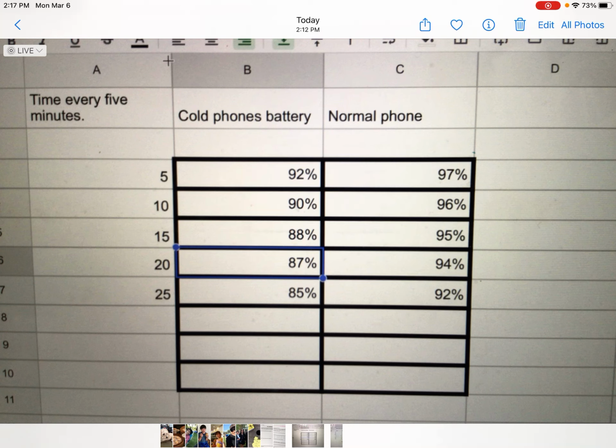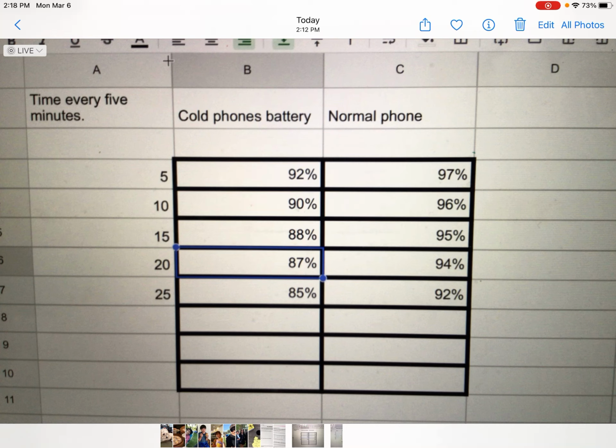And then they just took a measurement every 5 minutes. They saw how fast the battery went down. So after 5 minutes, the cold battery was 92%. The normal one was at 97%. Then after 10 minutes, the cold battery was 90%, and the normal one was 96%. So again, they had to do this separately. This was the same phone. One had a cold battery in it, and then they timed it as it was playing a movie or something. And then they waited till the battery was charged to normal again, and then they measured it.